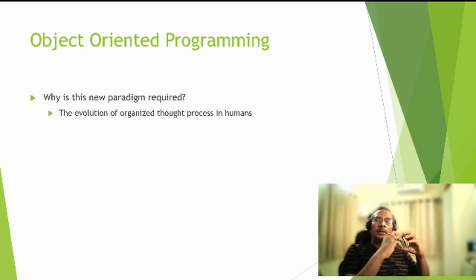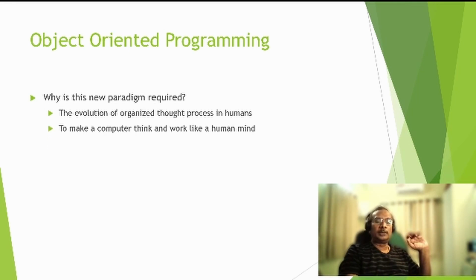We identify everything in this world as objects, and then we store an abstract version of the object in our memory. We'll see about that. Typically, if I can do the same to a computer, then the computer will also think like a human mind. So that is the whole idea of object-oriented programming.